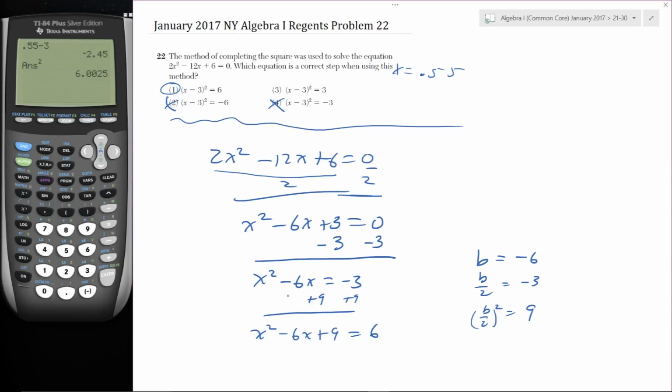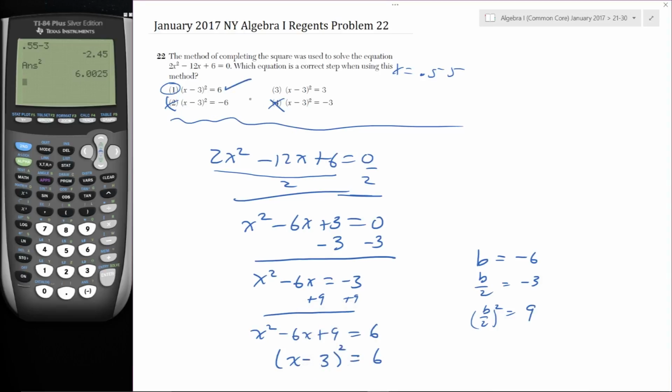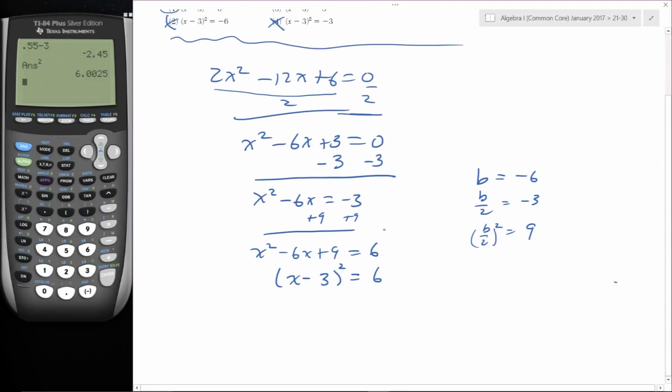The reason we do this is because adding b over 2 squared is the exact value that we can add to the left and the right, so that we can factor this as a perfect square, which is why it's called completing the square. This is a perfect square. And what perfect square is it? X, and then plus b over 2, which is negative 3, so x minus 3 squared. That's it. So there's our answer. That confirms it.